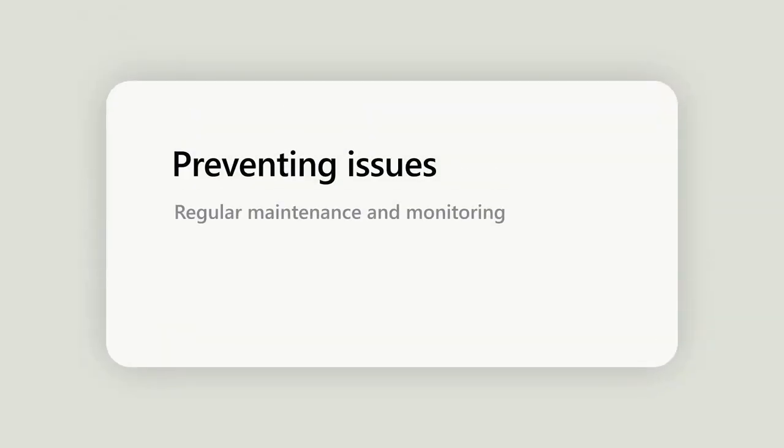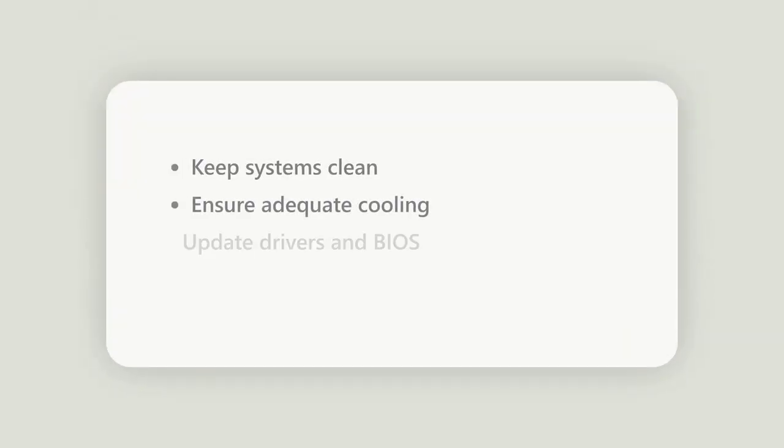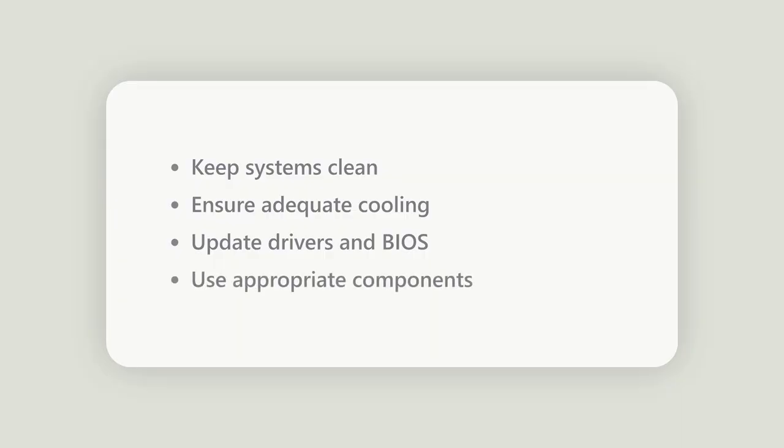To mitigate potential problems with hardware components, regular maintenance and monitoring are key. Keeping systems clean, ensuring adequate cooling, updating drivers and BIOS, and using components that match performance and power requirements can prevent many common problems. Additionally, using diagnostic tools to monitor system health and identify failing components before they cause more significant issues can save time and money.